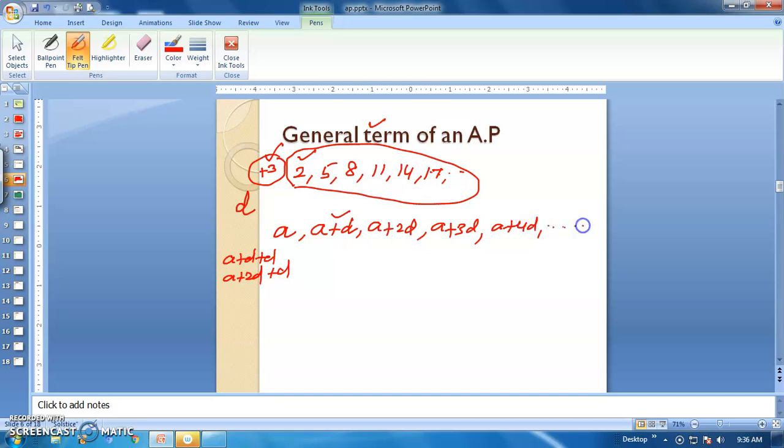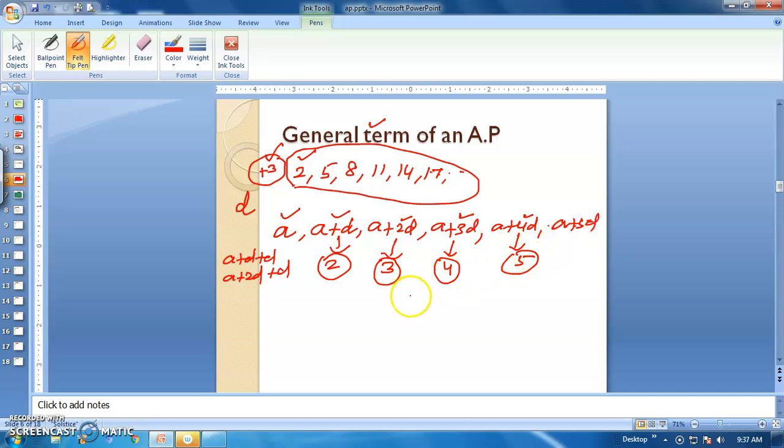It keeps going on. The first term is A only, without anything, and for the second term we add the common difference, so A plus D. Third term is A plus 2D, fourth term is A plus 3D, and fifth term is A plus 4D. Here, the second term has 1D, the third term has 2D, the fourth term has 3D, and the fifth term has 4D. What about the sixth term? A plus 5D.